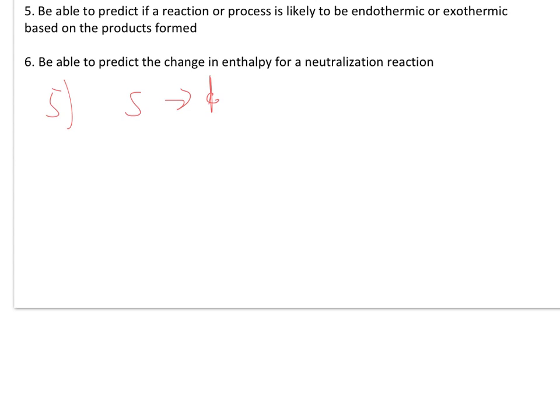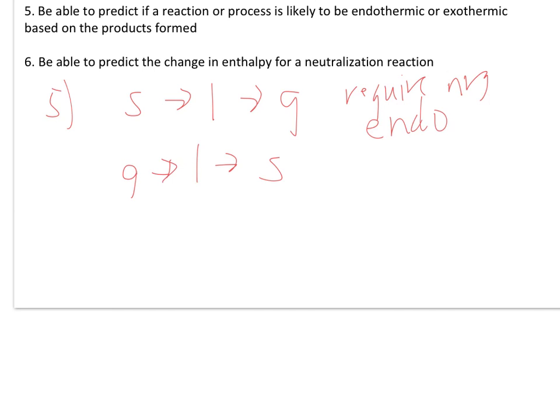solid to a liquid to a gas, and those all require energy because you're going to speed up and spread out the molecules. So these are all endothermic processes. On the other hand, if you go from a gas to a liquid to a solid, those all need to lose energy or release energy. So those are exothermic processes.